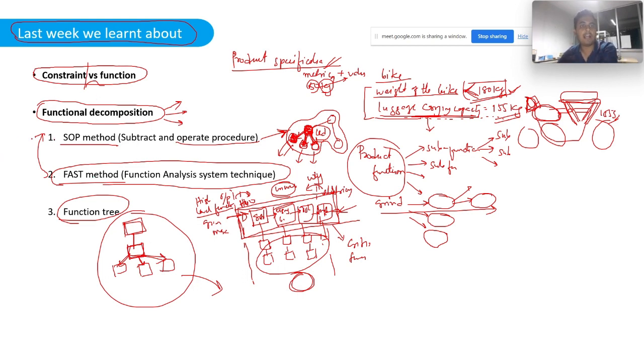So one thing I discussed in the last class, that these two methods are simple techniques, and these are used for only simple products, okay, because as the complexity of products increases, dependencies arise between different functional blocks. So it is not very easy to represent a complex product using just a simple functional tree.